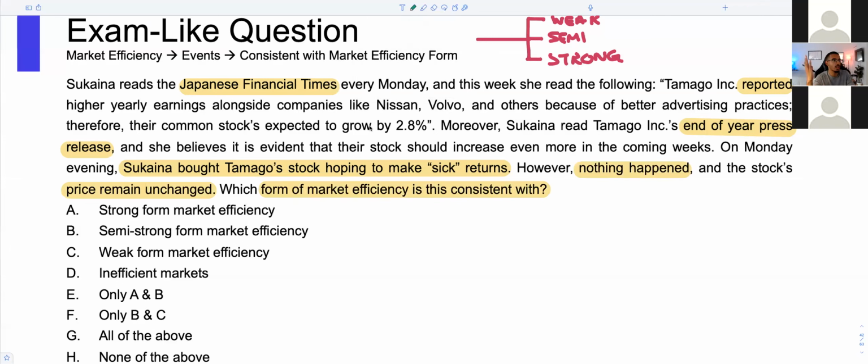But we're going to do our sense check. We're going to run through the weak form, run through the semi-strong form, and run through the strong form. Okay? So if the market was weak, investors would be able to read public information just like Sukena did. Notice how reports is really us talking about public. This is public information right here as well. So obviously she's studying public information. But if we were in a weak form market efficiency, Sukena would have been able to make some sick returns. However, in this case, she wasn't able to. So for sure, this market is definitely not weak, okay?